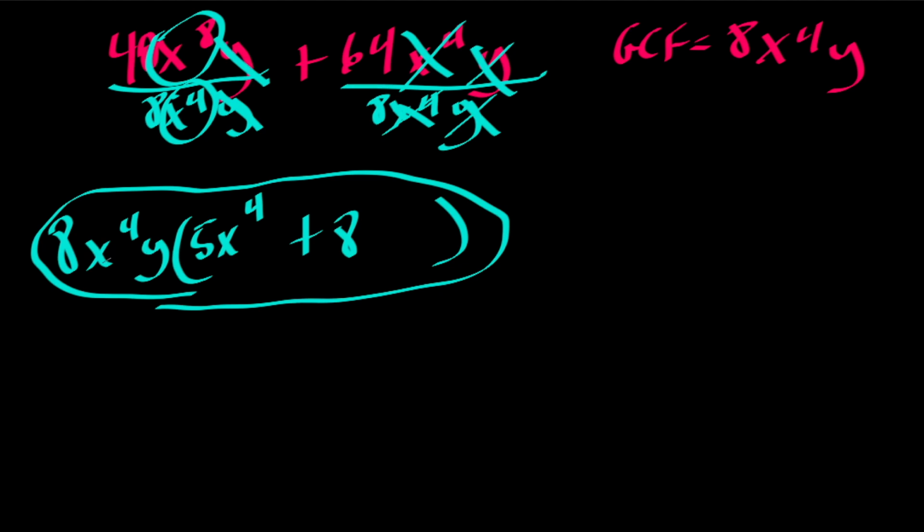I factored out an 8x to the fourth y, then I was left with 5x to the fourth plus 8 in my parentheses, which we can move over here. All right, so that's factoring out a GCF.